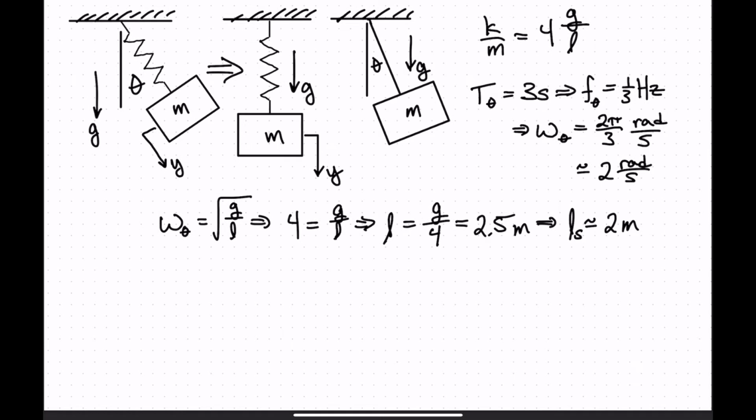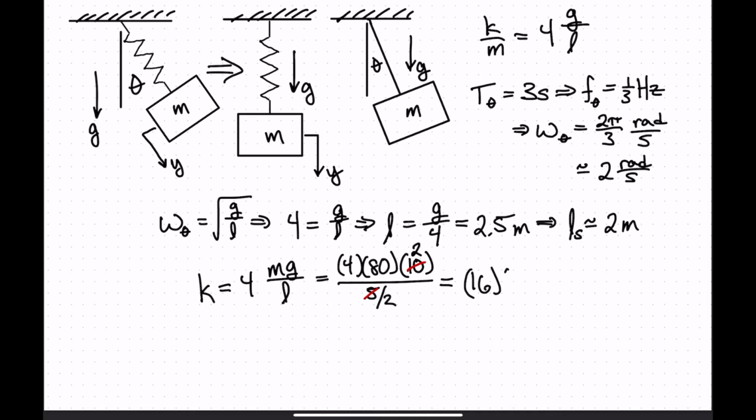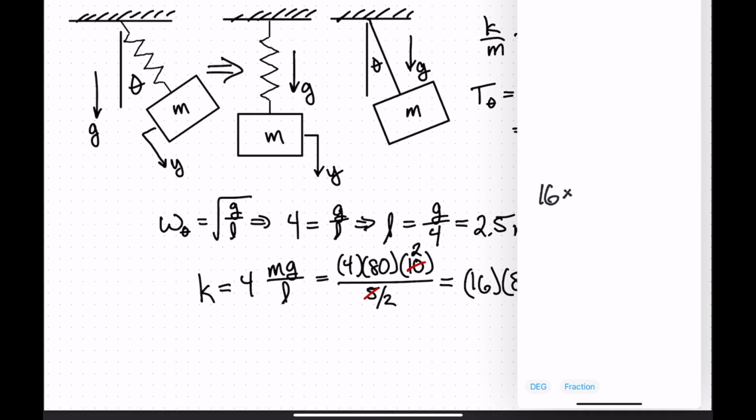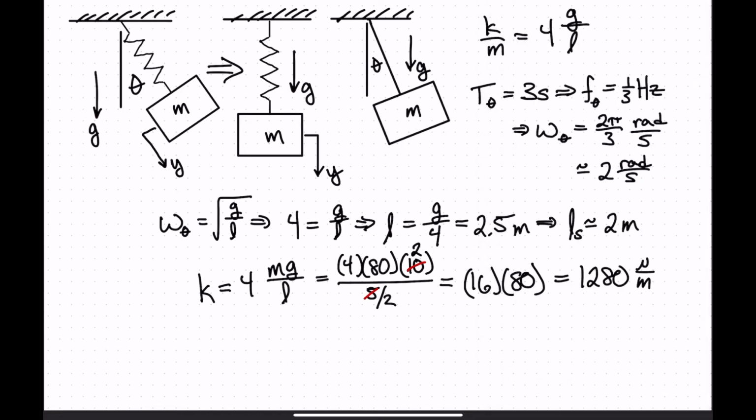For the autoparametric resonance to occur, we know that k needs to be equal to 4 mg all over L. And if we assume that the mass is 80 kilograms again, that winds up being 4 times 80 times, again, roughly 10, divided by L, which is 5/2. So let's see what we get here. That cancels with this, and that becomes a 2. And then, let's see here, we wind up with 16 times 80, and that is equal to 1,280 newtons per meter. So that's the spring stiffness that we need. So it's not actually a very stiff spring.